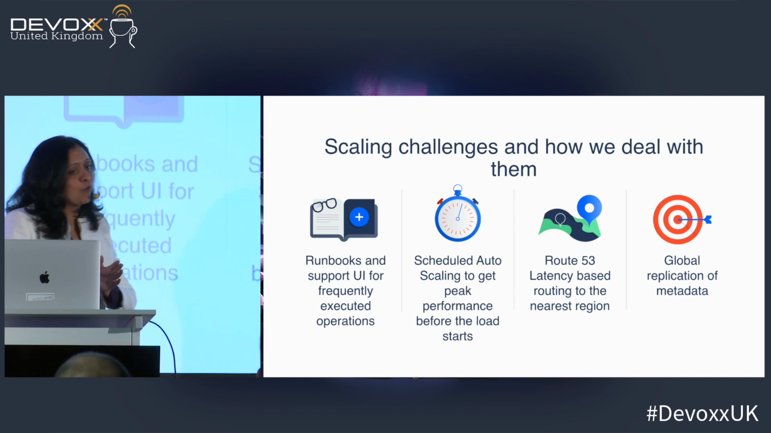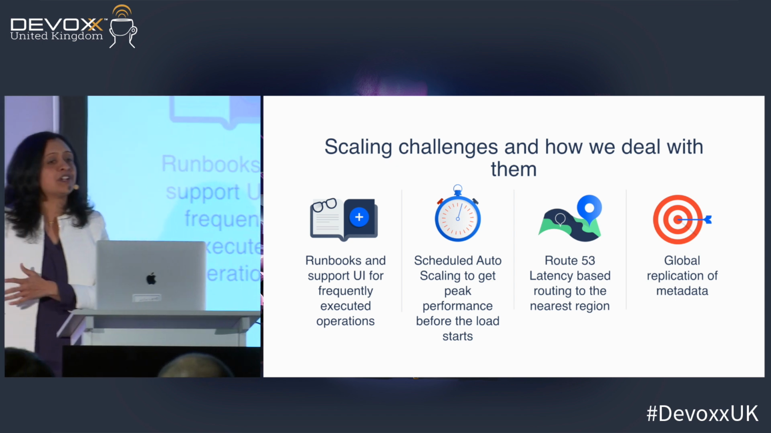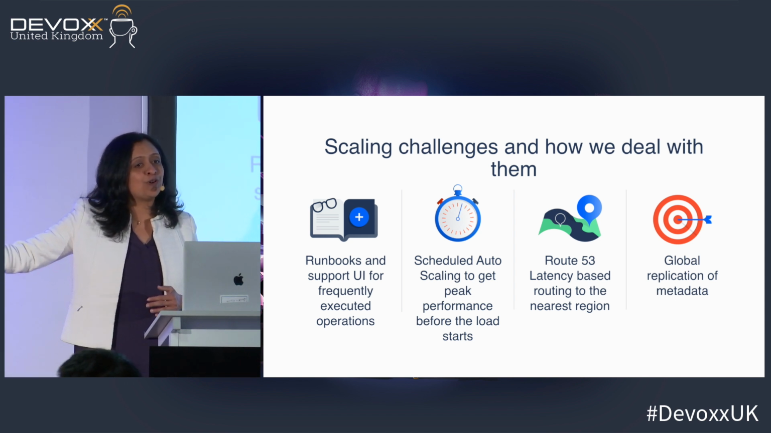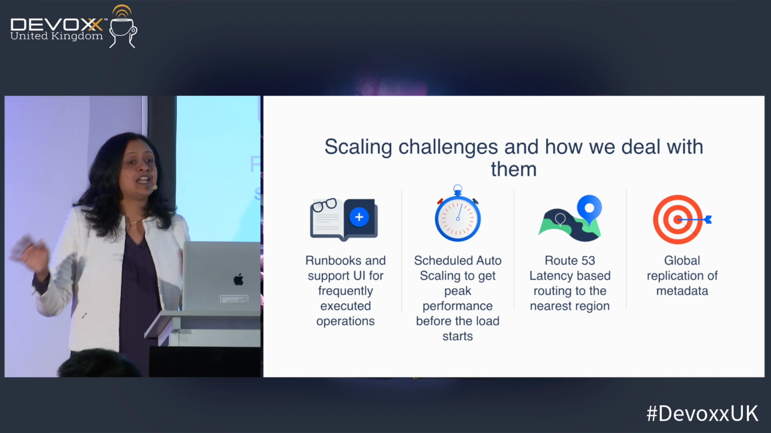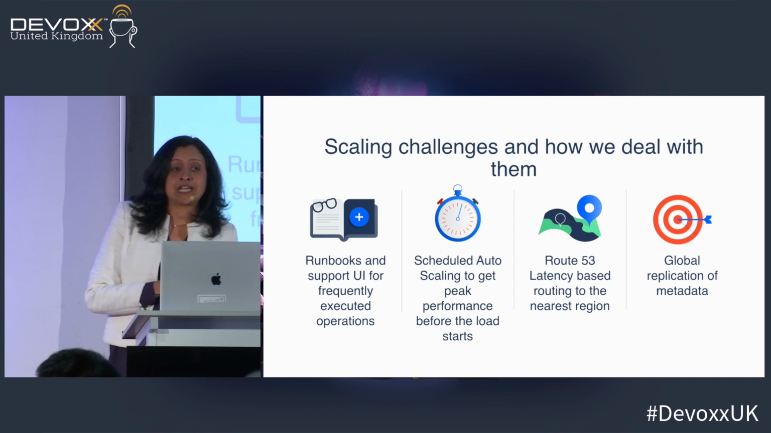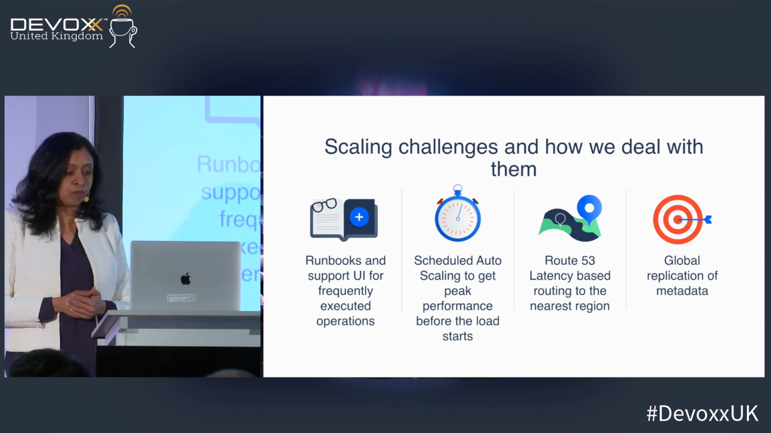Similarly, scaling down. We know traffic starts going down after hours, after 4. Start scaling down gradually. Then you save on the cost and the tenants don't see any bad performance. So we started doing a lot of scheduled auto-scaling to get the peak performance.